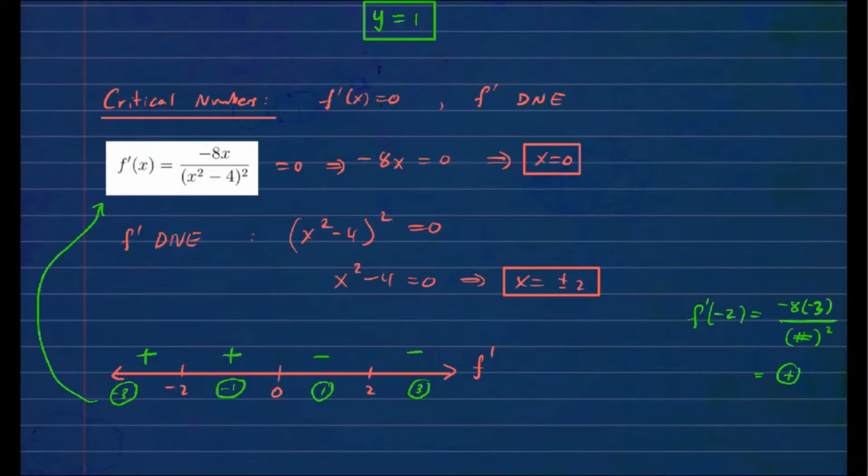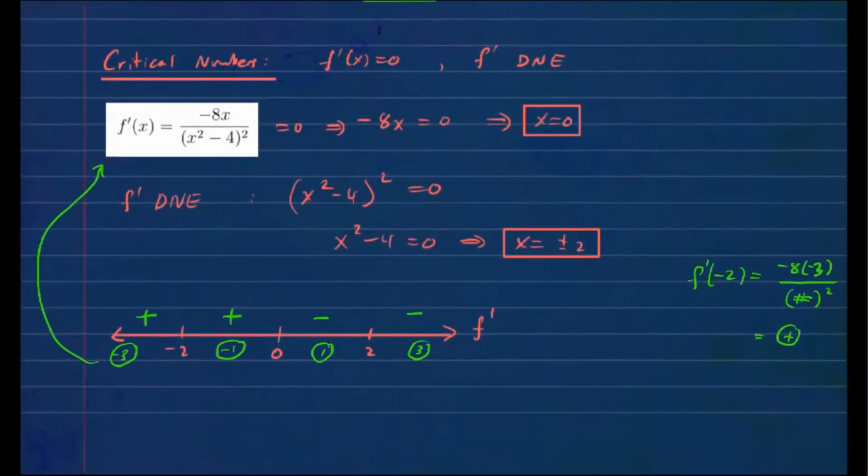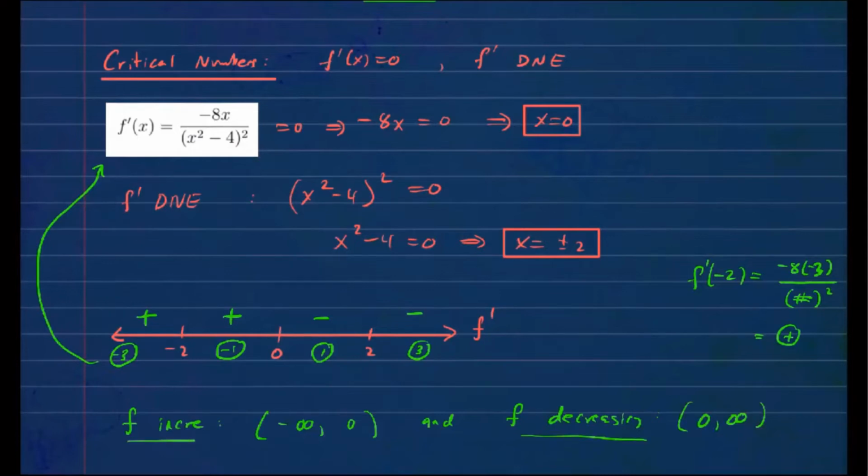So we can say that f is increasing from negative infinity all the way to 0, and f is decreasing wherever the first derivative is negative. So that's 0 to infinity. So those are the intervals of increasing and decreasing.